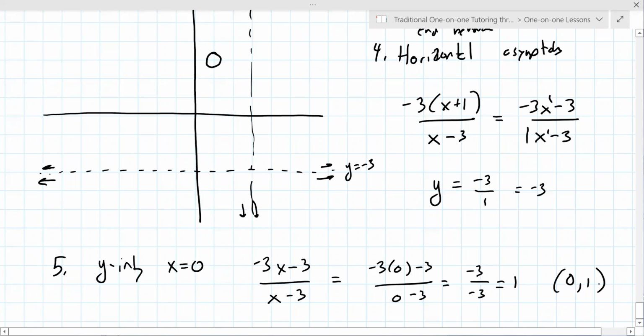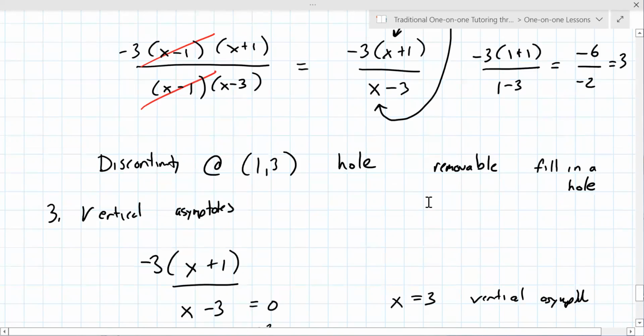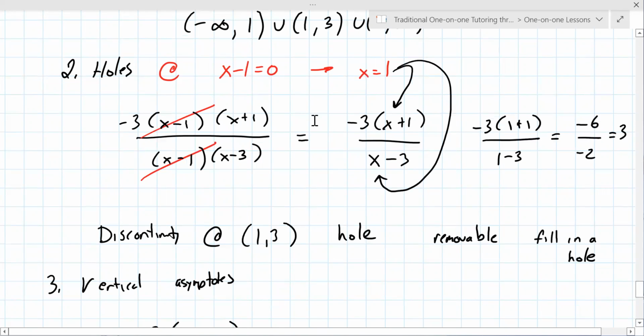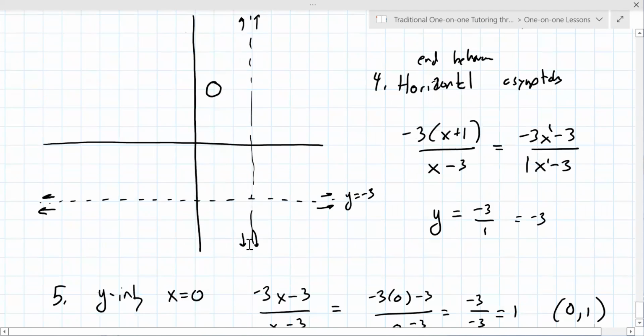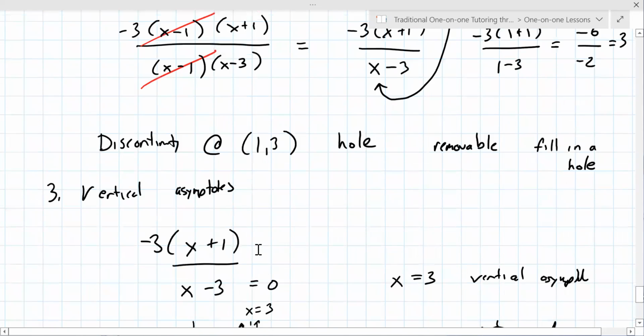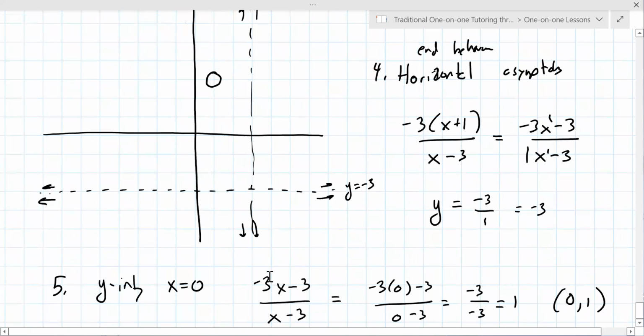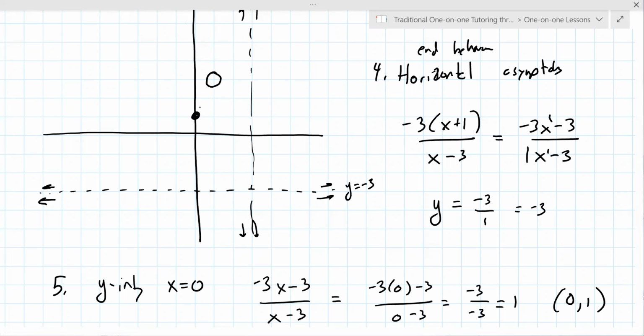And that is not right. Did I mess up something? Oh yeah, I wrote the wrong function. Oh. Did I? 0, 1. Oh no, I guess that does work. I'm sorry. It's okay. Never mind. It does work. Okay. All right. So that is your y-intercept box.